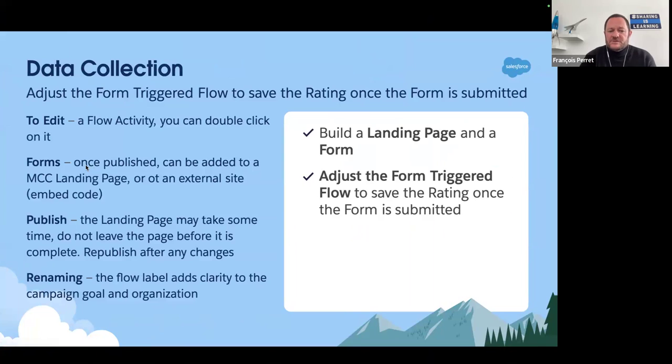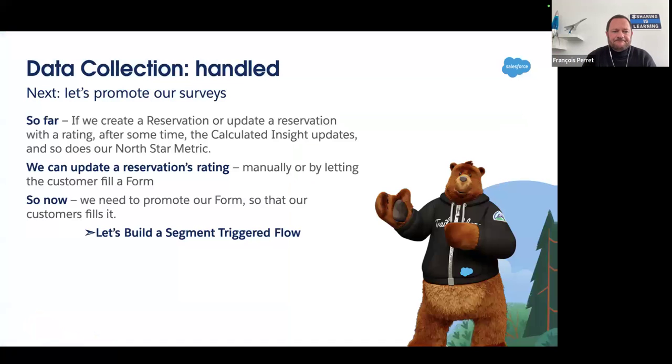So forms, once published, can be added to a landing page or embedded in your site. You need to publish the landing page to have access to the URL, and you can rename the flow. This is something we've already done, and we will do with the next flow we will be creating, because that way you have a view, whenever you are opening a campaign, of all the flows that will be available and all the components of that campaign. So we've done the data model, we've done the data collection.